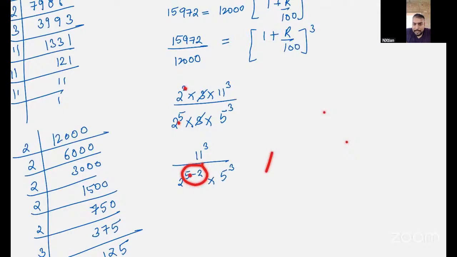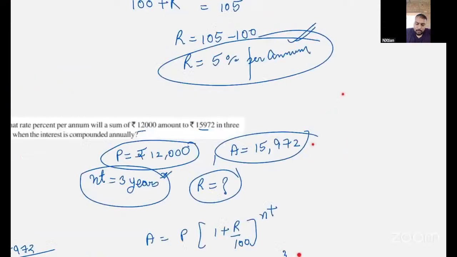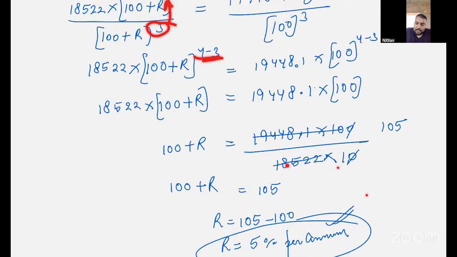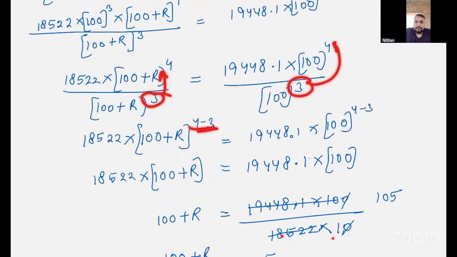If the big power is in the denominator, we'll shift this to the denominator. If the big power is in the numerator, like in this case, then we'll take this small power to the numerator. Did you understand? So always the big power will come, and where it is existing, we'll take that part above, like numerator, numerator, denominator, denominator.